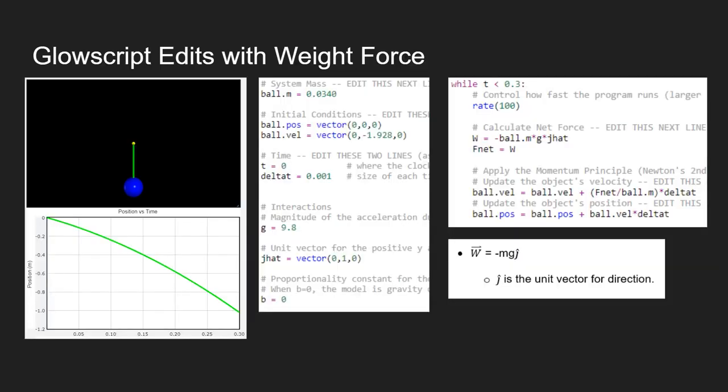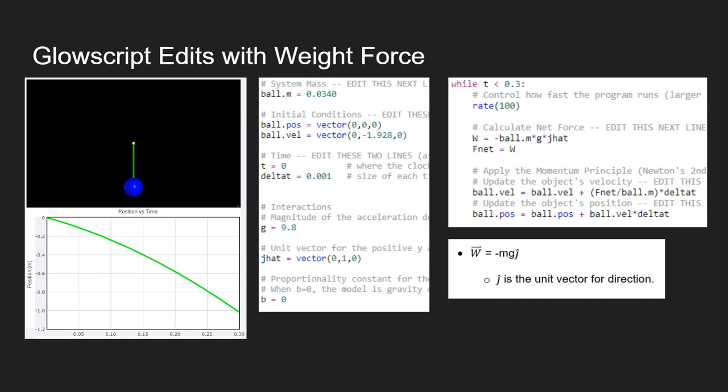Opening up the first program, I set the ball's mass to be 0.034 kilograms and the ball's velocity vector to have a y component of negative 1.928, which I calculated through data in Tracker. To simulate the velocity and position of the object, we must again change the velocity and position equations to model the velocity update and position update formulas. Thus, I have changed the second part to both of these coded equations, adding F net divided by ball mass multiplied by delta t to the velocity equation, and ball velocity multiplied by delta t to the position equation.